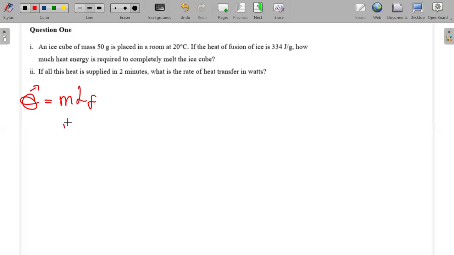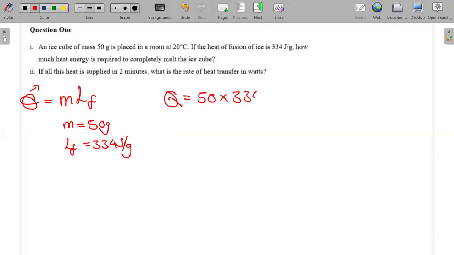So the mass, they've given us to say the ice has a mass of 50 grams, but they've also given us the heat of fusion of ice, to say the latent heat of fusion is equal to 334 joules per gram. This is what we've been given. So we just have to plug these values into our formula. My heat, Q, will be equal to mass, which is 50 grams, multiplied by the latent heat of fusion, which is 334.